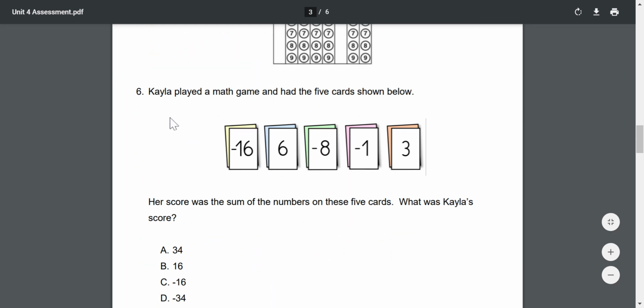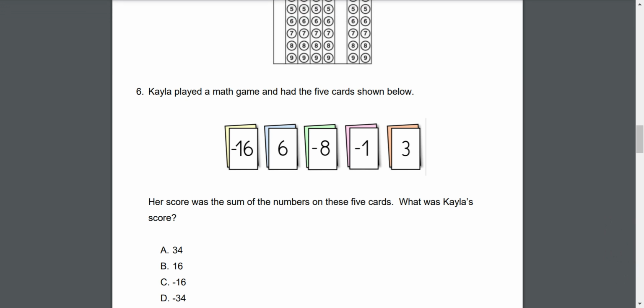Okay. Number 6. Kayla played a math game and had 5 cards shown below. Her score was the sum of the numbers on these 5 cards. What was Kayla's score? A, 34. B, 16. C, -16. D, -34.